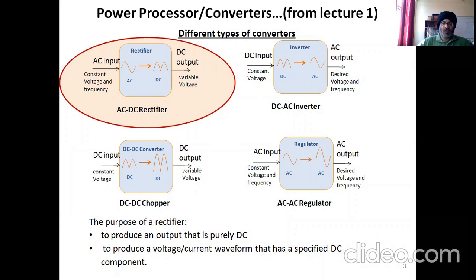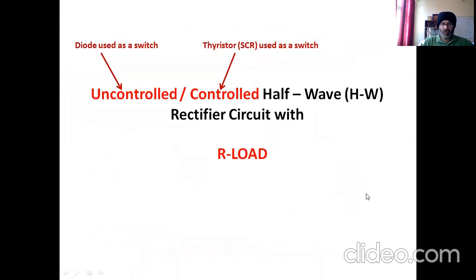The other purpose is to produce a voltage or current as specified, or having a specified DC component, based on the specifications of an application or as required by the application. To get a specified DC component at the output, we can have different types of rectifiers. In this particular topic, we'll be discussing half-wave only.